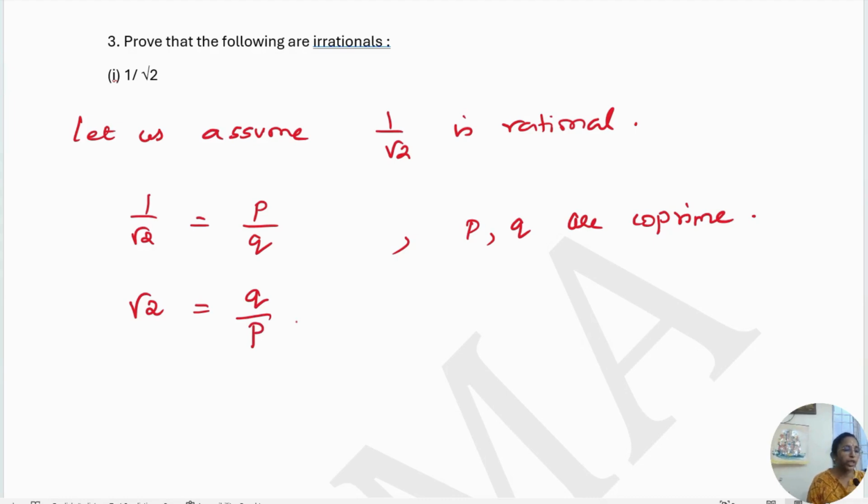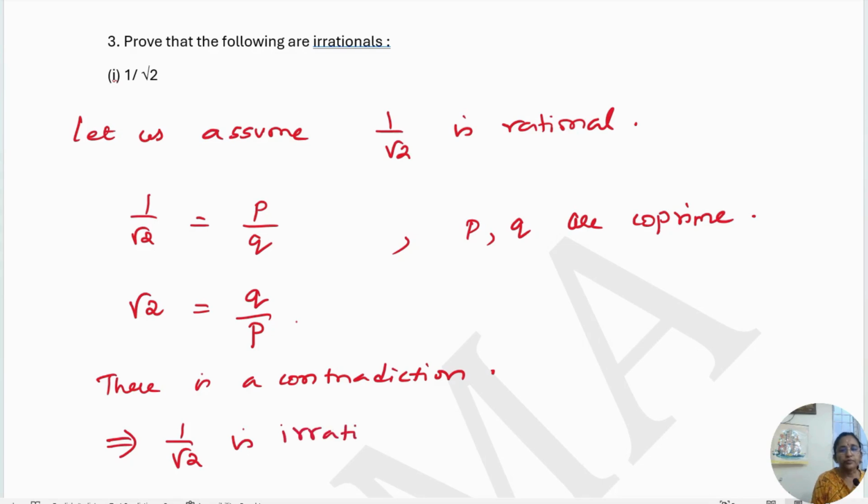So again Q by P is also rational. But the left hand side, root 2, is irrational. So there is a contradiction. So you can say 1 by root 2 is irrational. Hence proved.